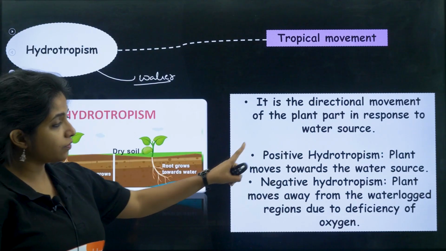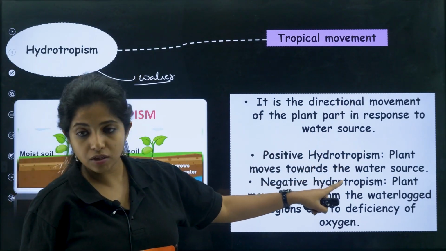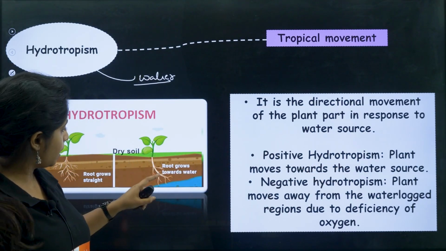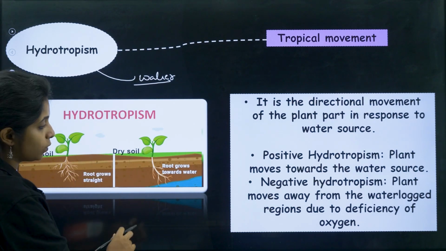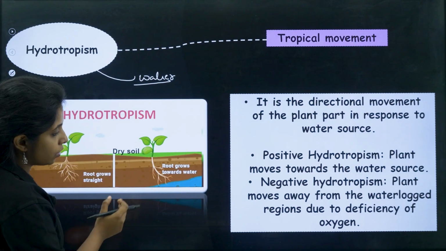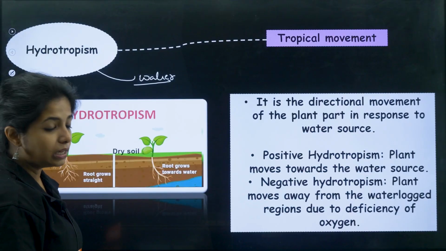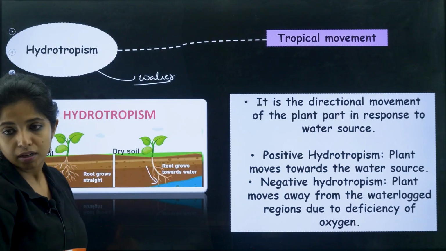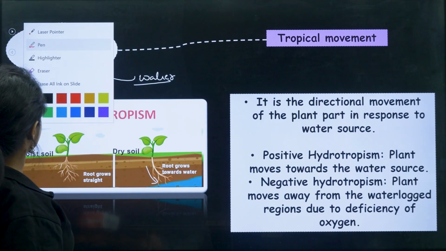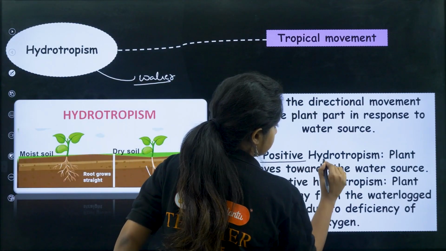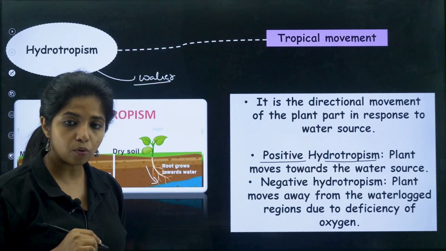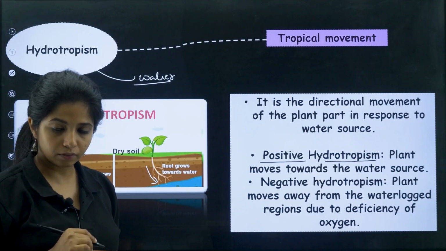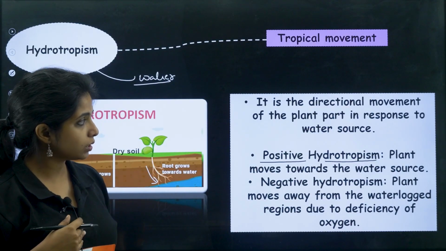Okay, so positive hydrotropism is when plants move towards the water source. For example, there is soil like this and over here there is no water elsewhere, but towards the lower region there is water. So obviously the roots will be growing towards that particular region only. So this is an example of what? Positive hydrotropism. This is the example of positive hydrotropism. So plants move towards the water source.